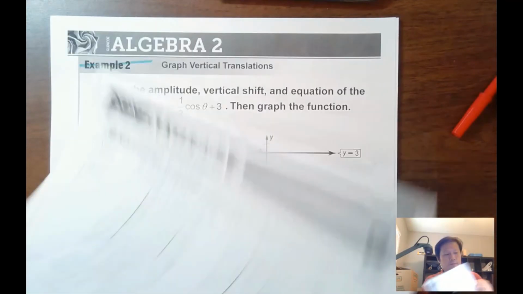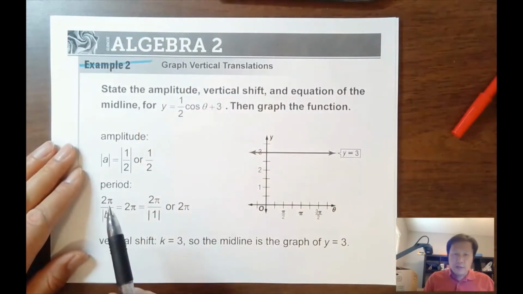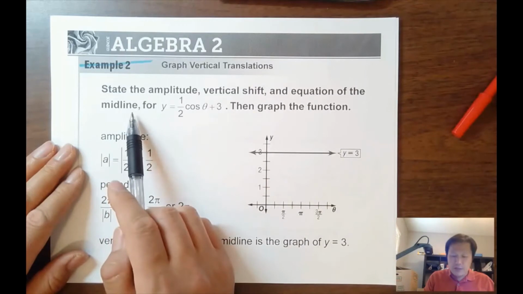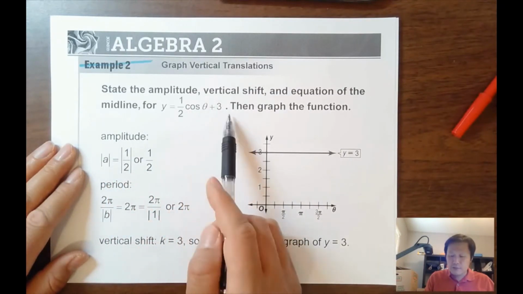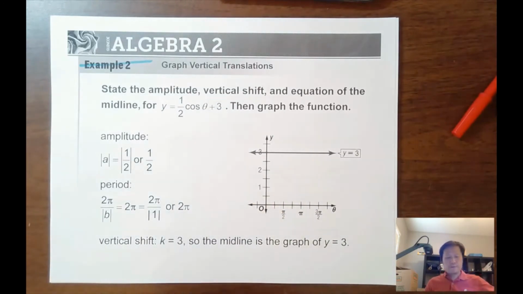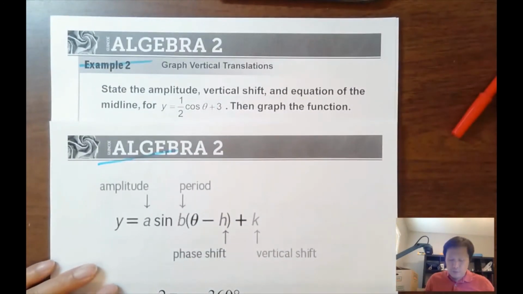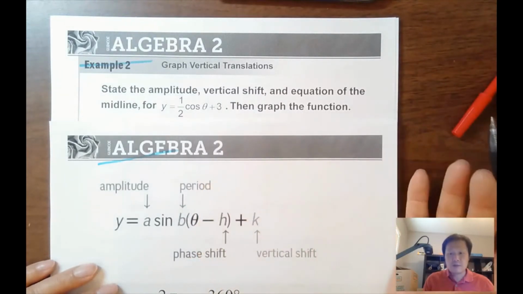Graph of vertical translations. State the amplitude, vertical shift, and equation of the midline for y equal to 1/2 sine theta plus 3, then graph the function. Okay, we are looking at this formula again. Well, that's a sine, here's a cosine, everything else is the same though. You can still use your cosine here, you can use the same thing.